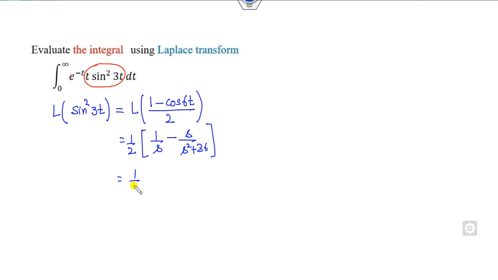So I can take the LCM. The s square will be cancelled out, so it will be 36 divided by s square plus 36. This is the Laplace of this. Now you have to find the Laplace of small t into sine square.